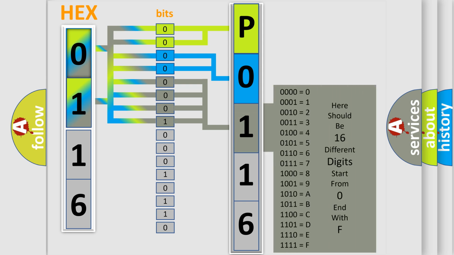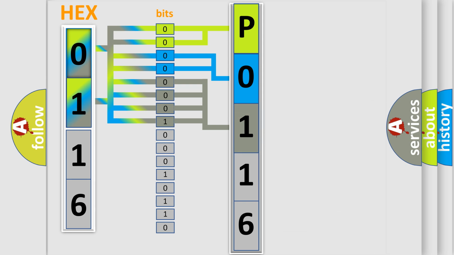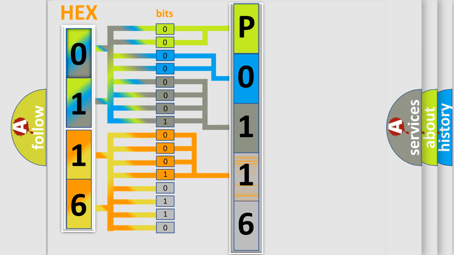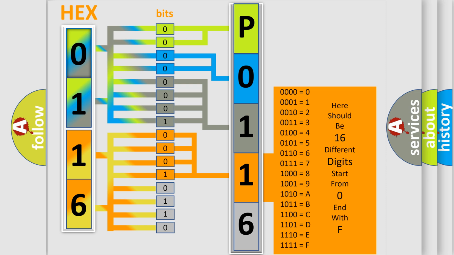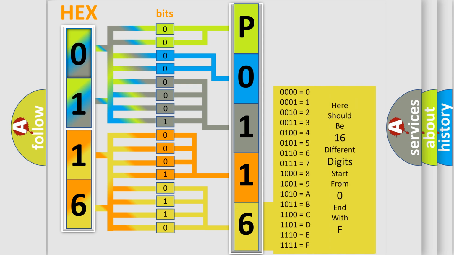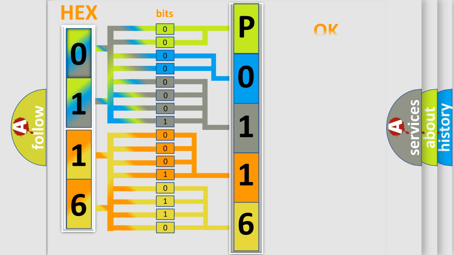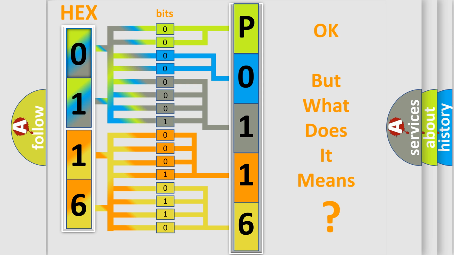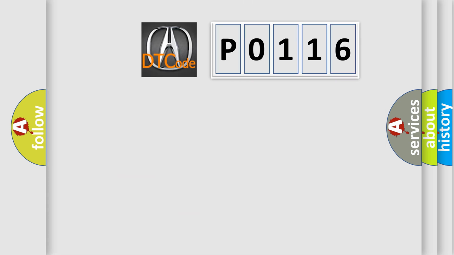The second byte is composed of a combination of 8 bits. The first 4 bits determine the fourth character of the code, and the combination of the last 4 bits defines the fifth character. A single byte conceals 256 possible combinations. We now know in what way the diagnostic tool translates the received information into a more comprehensible format. The number itself does not make sense to us if we cannot assign information about what it actually expresses. So, what does the Diagnostic Trouble Code P0116 interpret specifically for Acura car manufacturers?